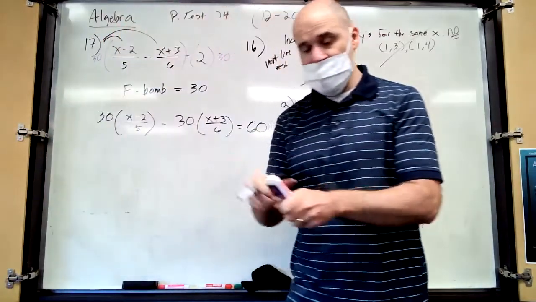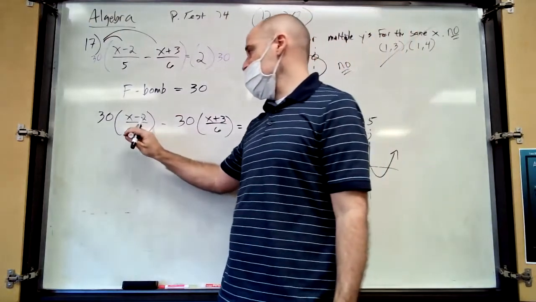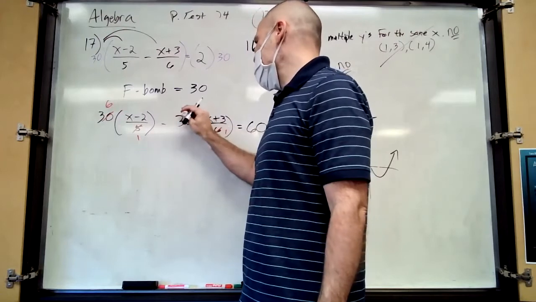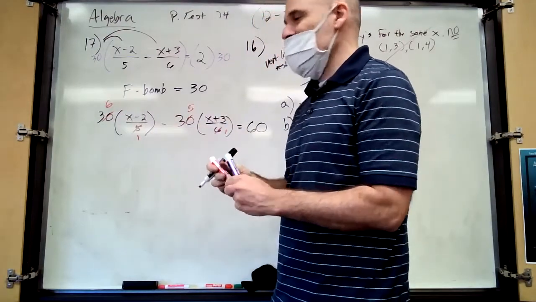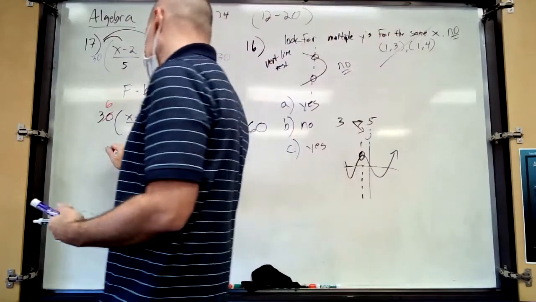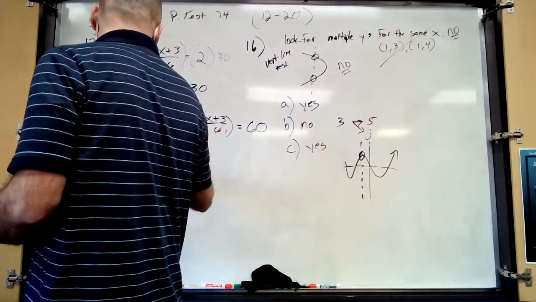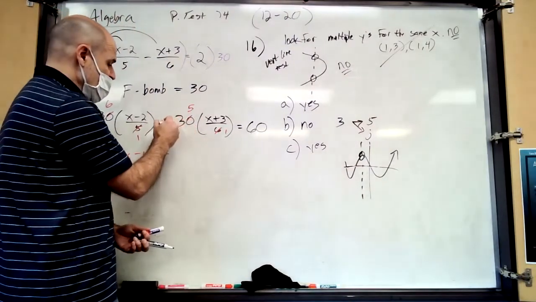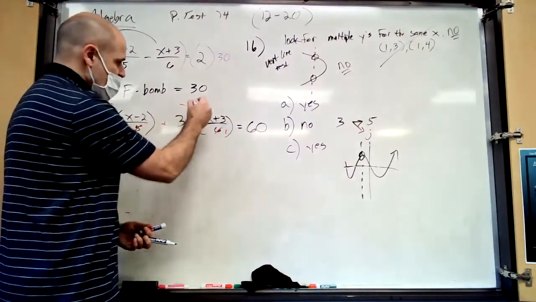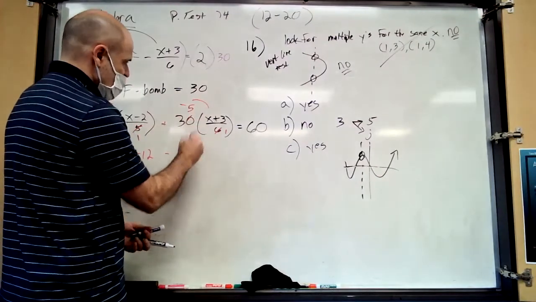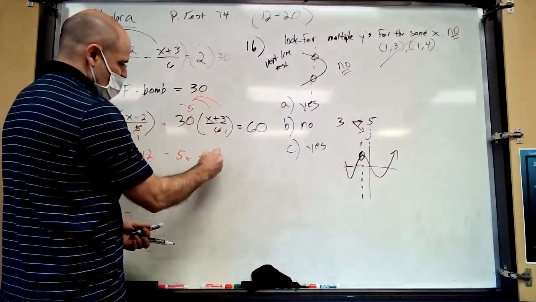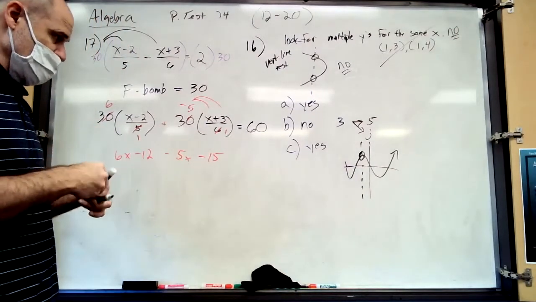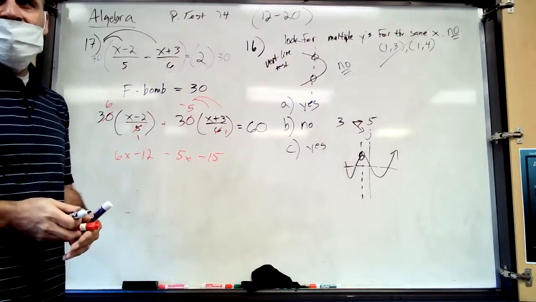All right. So now what I can do is cross reduce 30 with 5 and 30 with 6. So now when I distribute that 6, I get 6x minus 12 minus, this is a negative 5, right? We're distributing the negative 5. It might be better to do something like that: 5x minus 15.